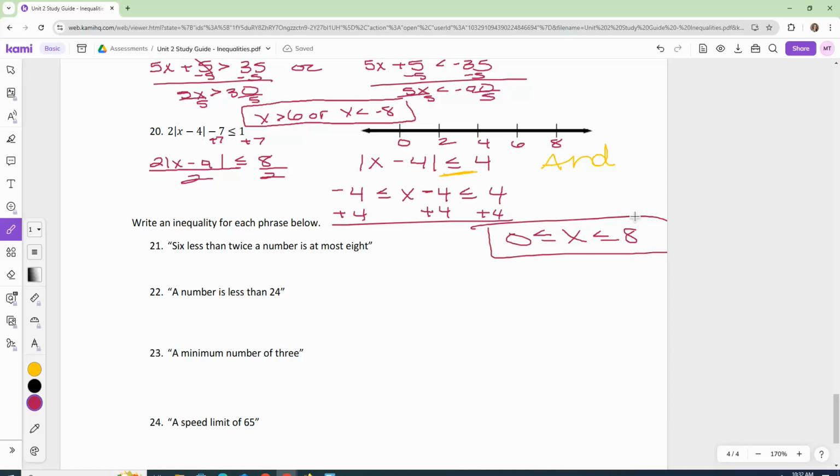Okay, equal to means open or closed. Closed. So we have a closed circle at 0, closed circle at 8. We are just shading in between those 2 numbers. All right. Any questions there?